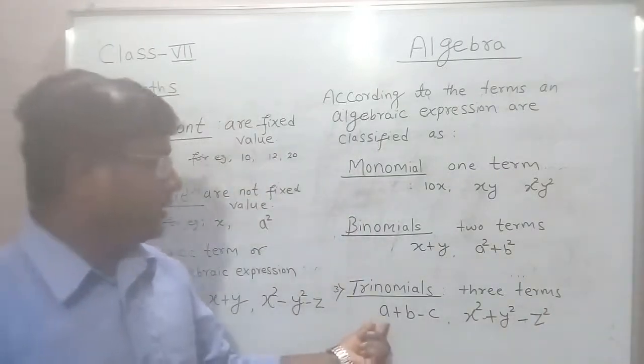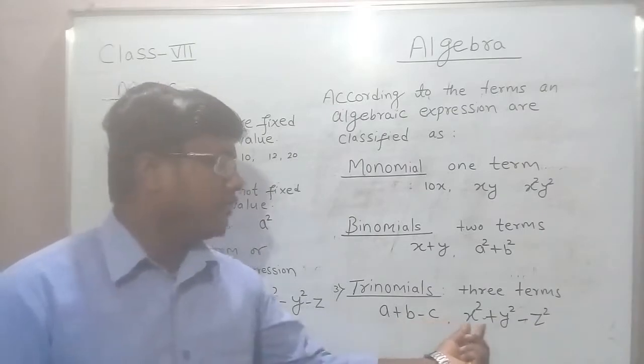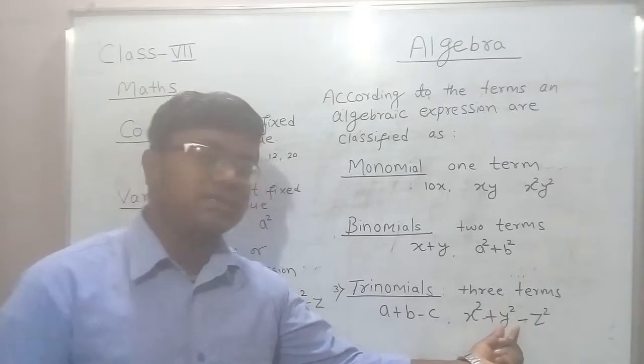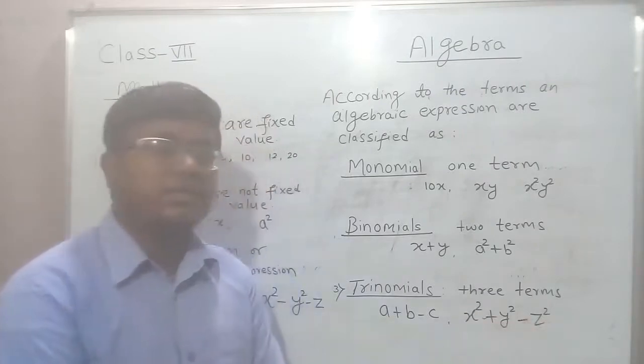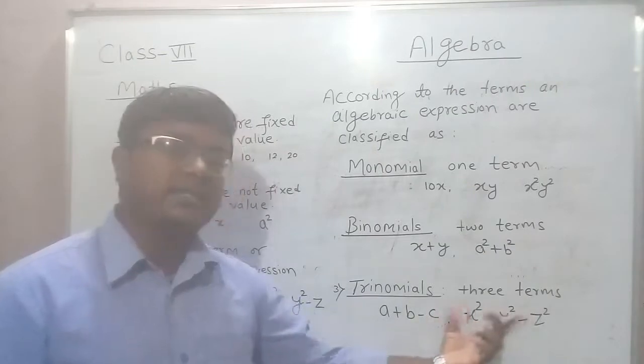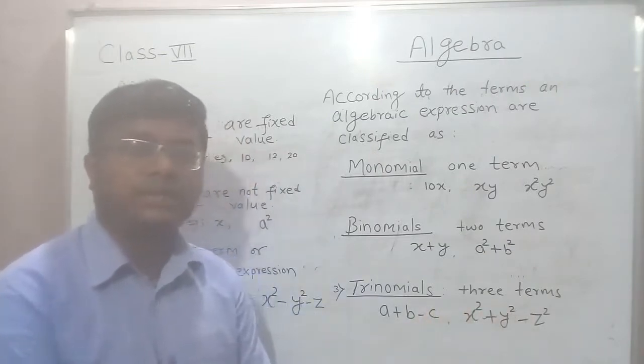So your first term is a, second term is b, and third term is minus c. First term is x square, second term is y square, and third term is z square. So your plus and minus separate the terms, so it has three terms, so it is a trinomial.